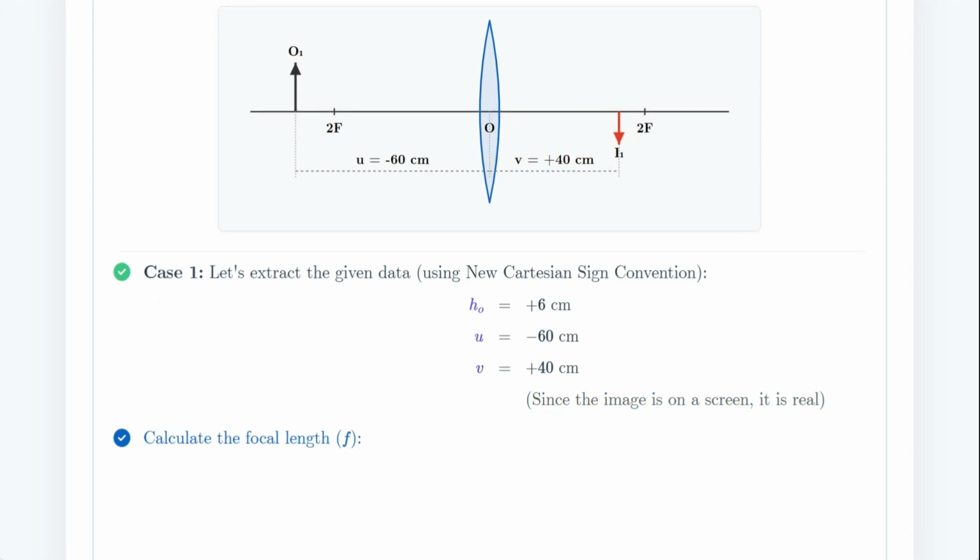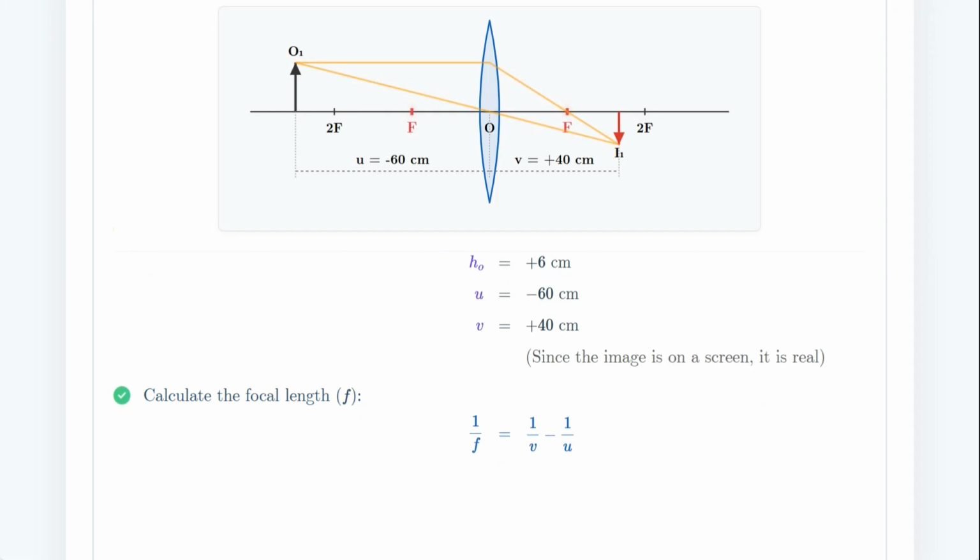So, what's our hidden clue? It's the focal length, f. We don't know the power or the focal length of this lens yet. Let's calculate it. We start with our standard lens formula: 1 by f equals 1 by v minus 1 by u. Always write the primary formula first, as it carries step marks.